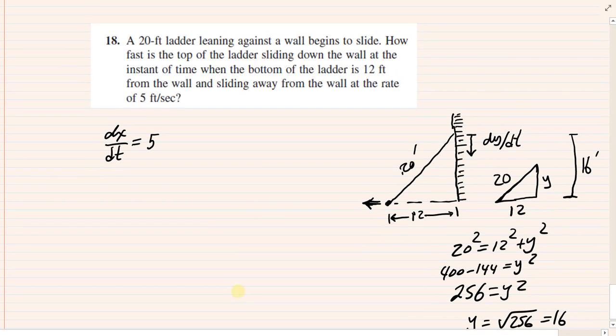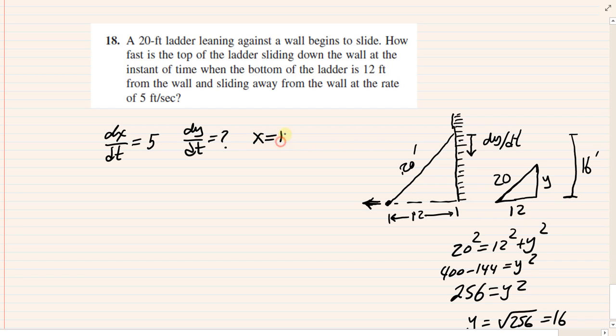Now we need an equation that brings x and y together, right? Because we have dx dt. We want to know what dy dt is, right? The way the question is asked. Again, the question reads, how fast is top of the ladder sliding down? There you go. So how fast, that means rate of change of vertical distance over unit of time. That's the definition of how fast, rate of change of position with respect to time.